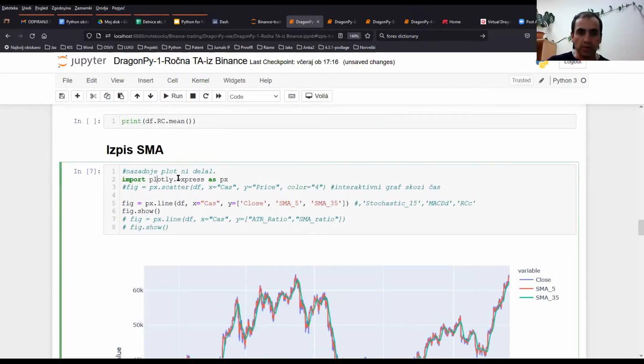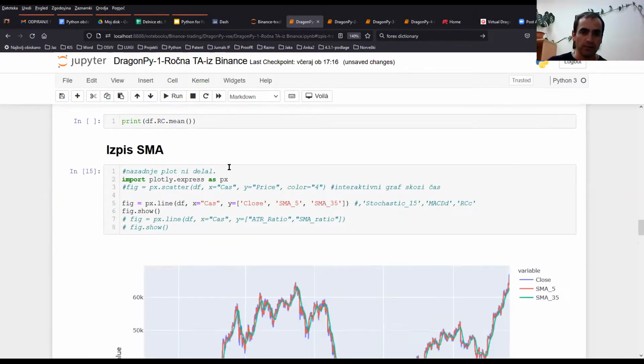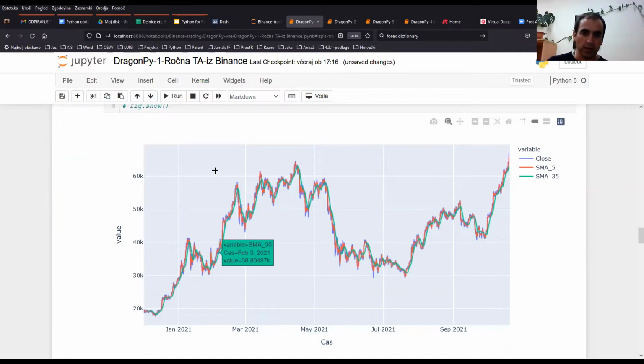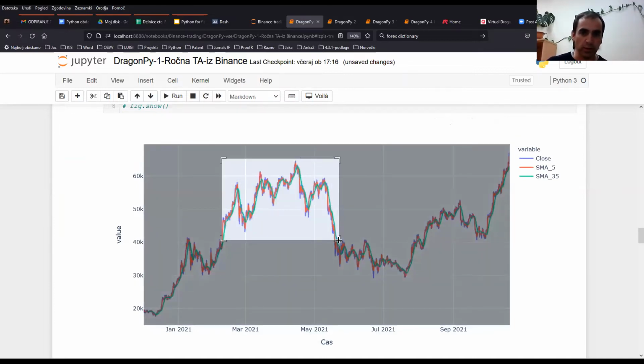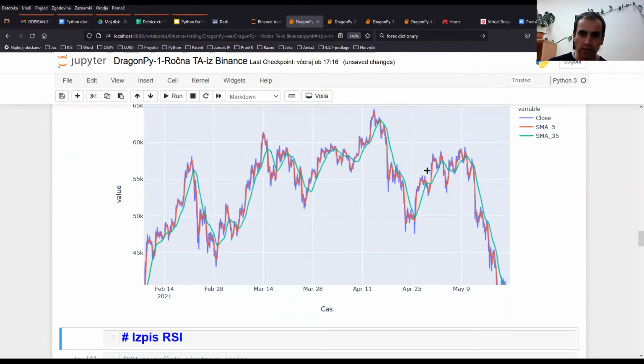Here is the presenting of simple moving average with Plotly, and here I can explain a bit what simple moving average is actually about. We have a short period and a long period. This one is for 5, I mean, the last 5 trades, these candlesticks, and another is for 35 in this case.